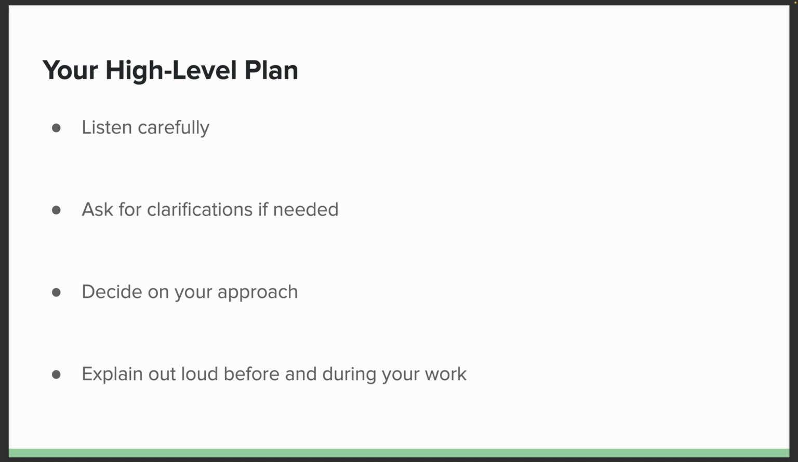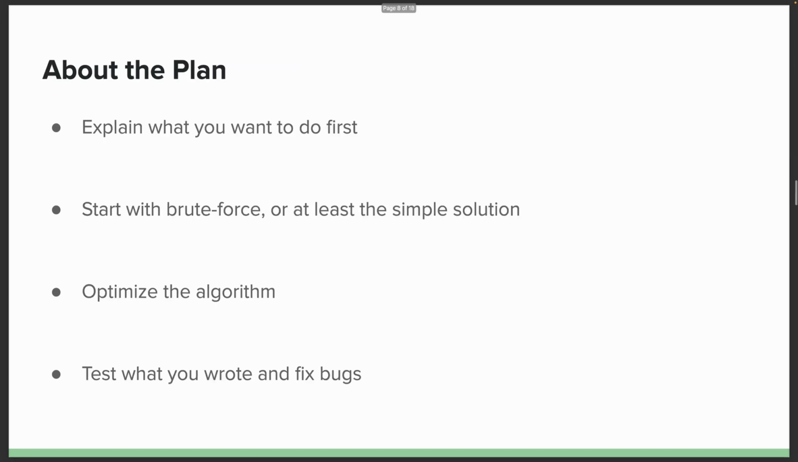The third thing is you decide on your approach, and we'll talk more about the approach as the next thing. But once you've heard and understood the problem and asked your clarifying questions, then you can sort of plan out what does a solution look like, and you should explain out loud before and during your work. So you've heard the thing, you've asked your clarifying questions, you formulated a plan. You say, okay, my plan is this. And as you go about executing the plan, then sort of say what you want to say. And so about the plan. Great. So explain what you want to do first.